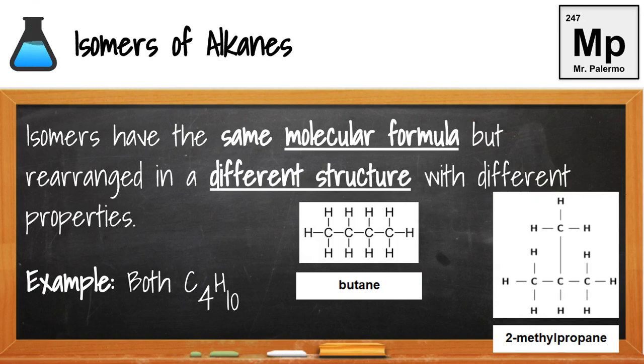Isomers are substances that have the same molecular formula, meaning the same number of carbon and hydrogen atoms, but a different structural formula, meaning the atoms are rearranged differently and therefore they have different properties. So for example, looking at these two structural formulas here, they have the same molecular formula, which is C4H10. So they all have the same number of carbon and hydrogen atoms, but a different arrangement of those atoms. So the structural formula is different, and you'll notice the names are different as well.